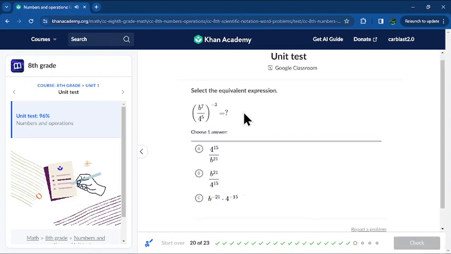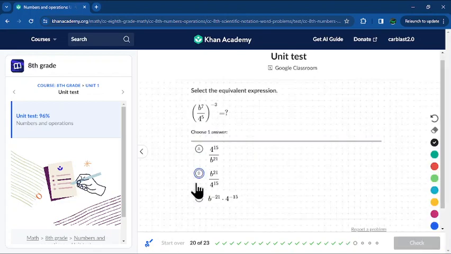So now we have select the equivalent expression. First, I would write this on paper, but I'm doing a video, so I have to write it here. So this is b to the 7th over 4 to the 5th, and then you multiply it by negative 3.